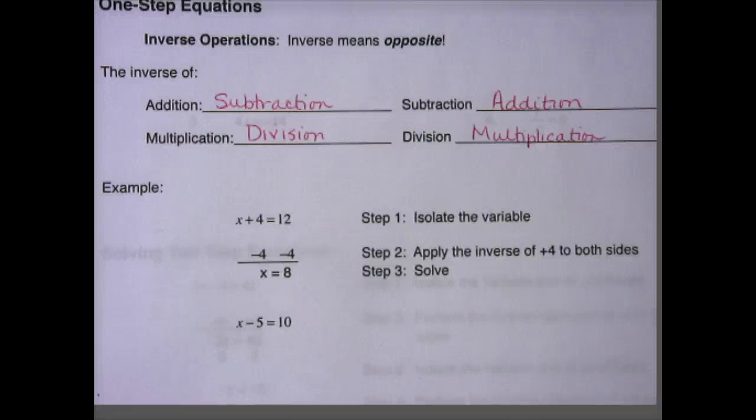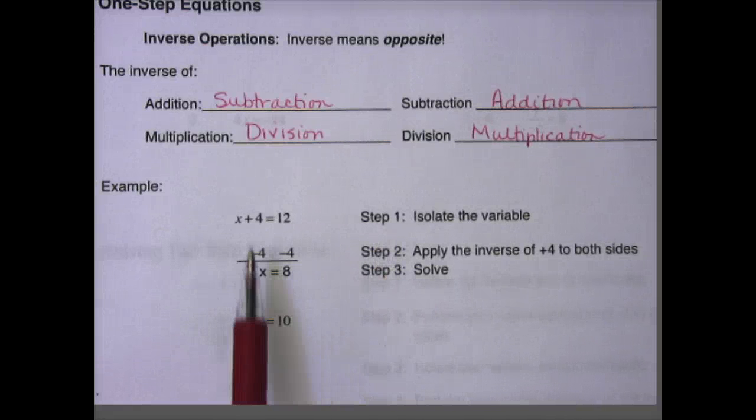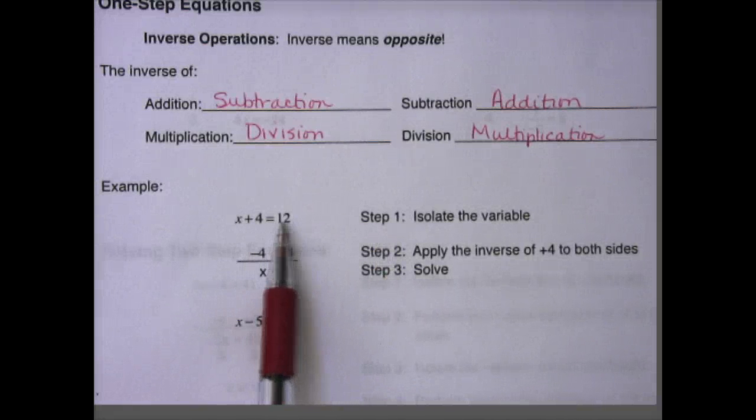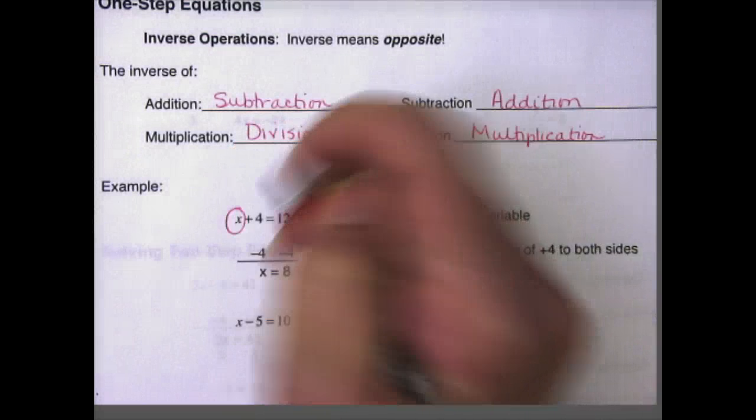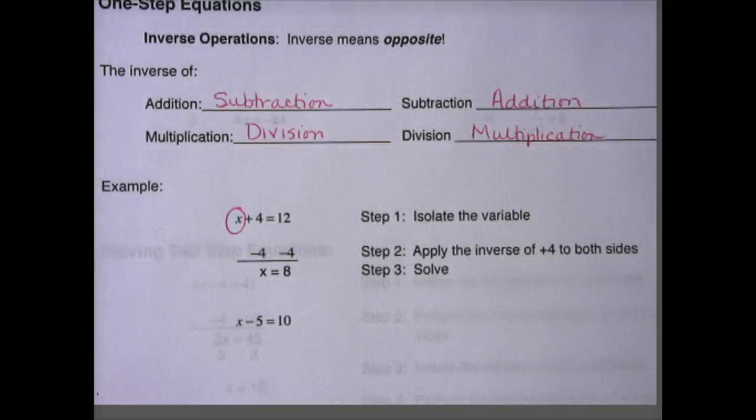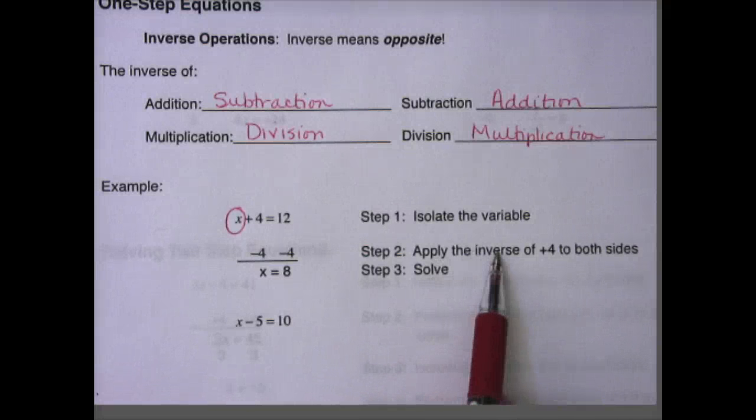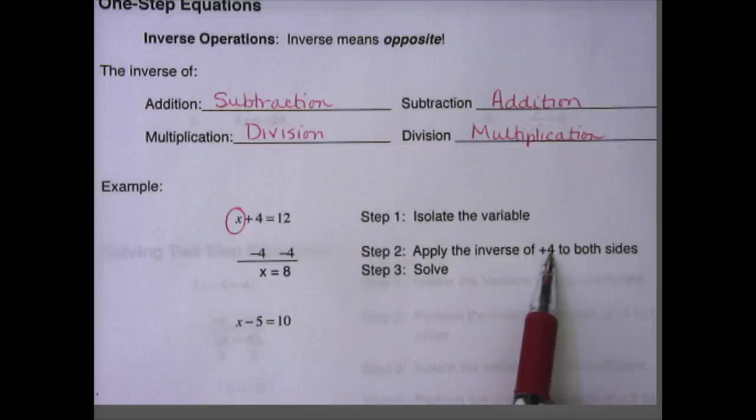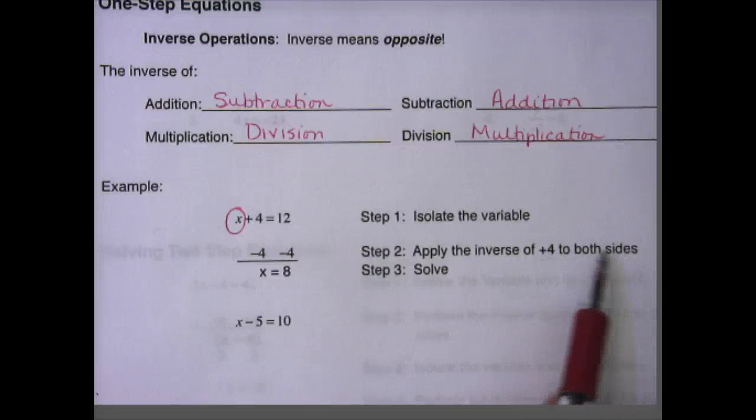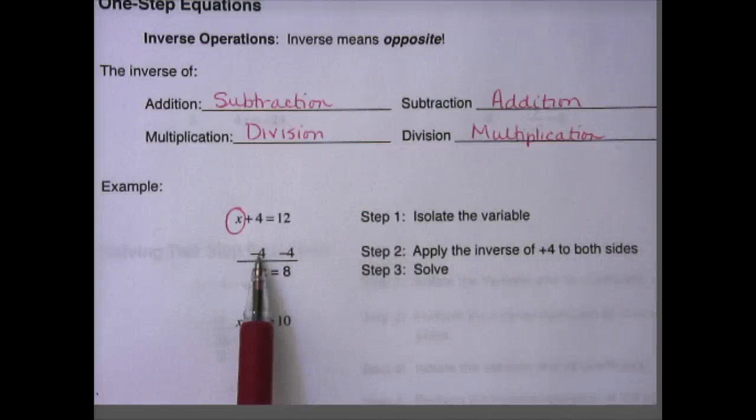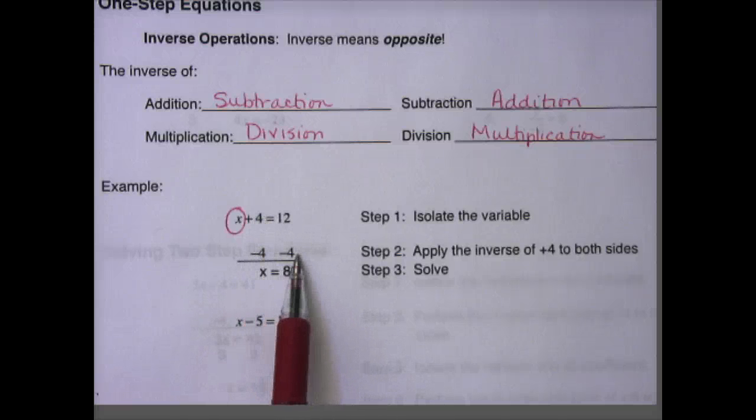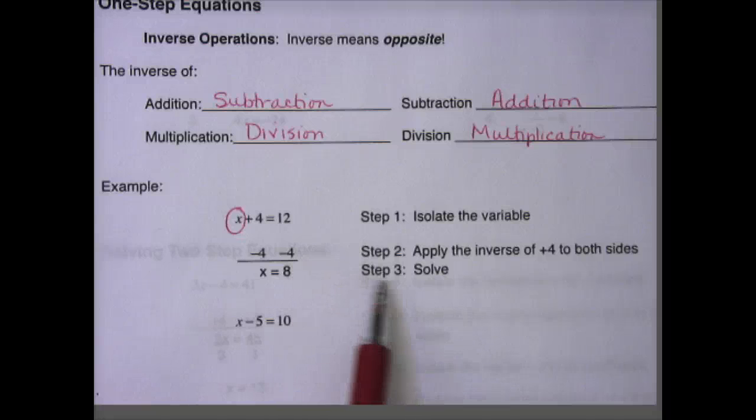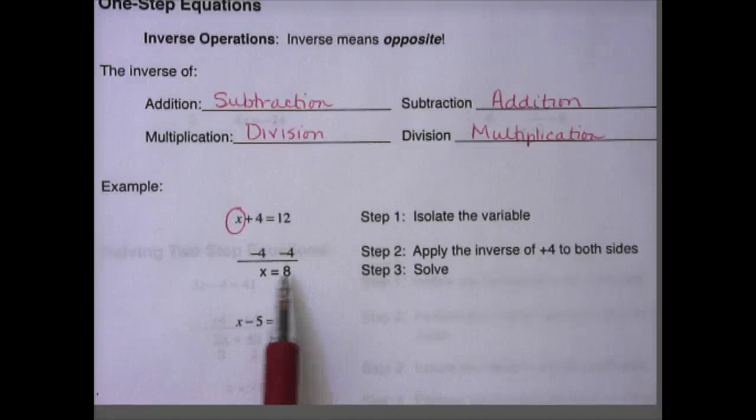The first example is done for us and it has steps written next to it. So x plus 4 equals 12. Step 1, we're going to isolate the variable. So let's just put a circle around our variable. Step 2, we're going to apply the inverse of positive 4 or plus 4 to both sides. So the inverse of plus 4 is minus 4. So we have a positive 4, we're going to subtract 4 from both sides. Step 3, we'll solve and we get x equals 8.